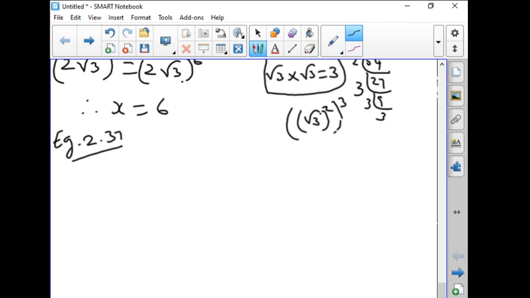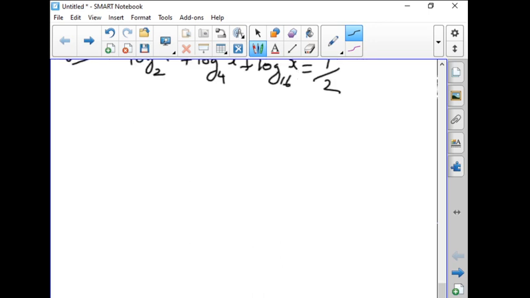So what is the question? Log x to the base 2 plus log x to the base 4 plus log x to the base 16 is equal to 7 by 2. Find the value of x. Now we have to note that x is greater than 0.